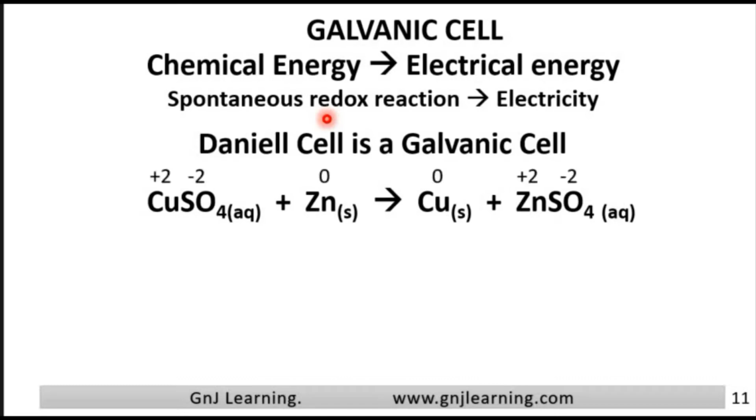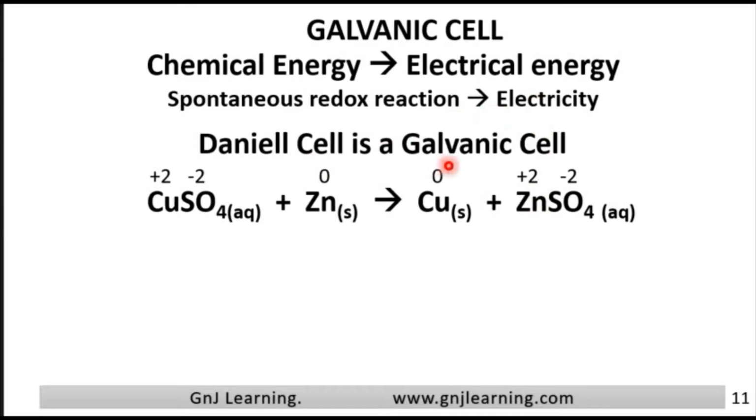If you look into the oxidation number, you will be able to identify the species that has reduced and species that has oxidized. Cu2+ accepts 2 electrons and gets reduced to Cu0. On the other hand, zinc metal gets oxidized to zinc 2+. In the process it loses electrons. What is electricity? Electricity is flow of electrons.